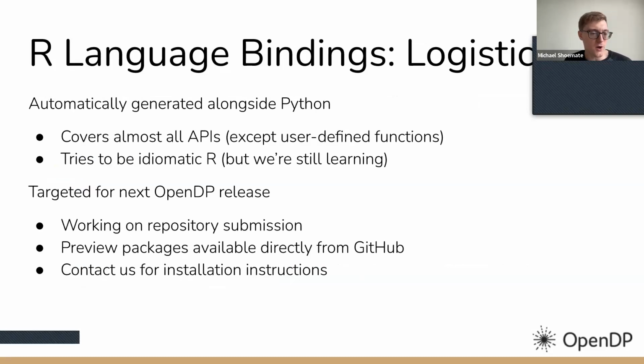The way this works is the APIs are automatically generated, just like the Python APIs are. It has coverage of almost all the APIs in the library currently, and will automatically have coverage for new APIs as we add them, except for user-defined functions. I need to do a little bit more low-level work to get those hooked up, and it tries to be idiomatic R. It's targeted for the next OpenDP release. And as I mentioned, we're working on a repository submission, and would like to hear feedback on this.